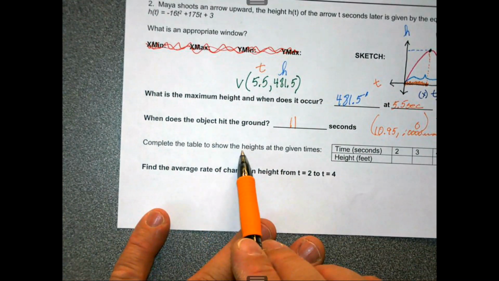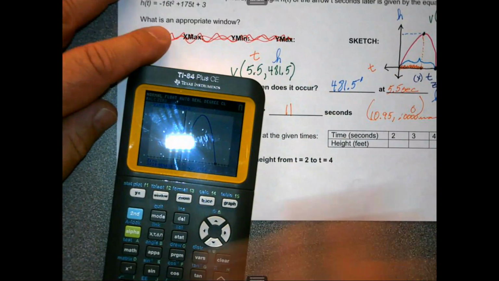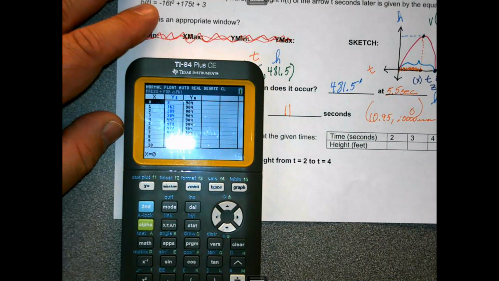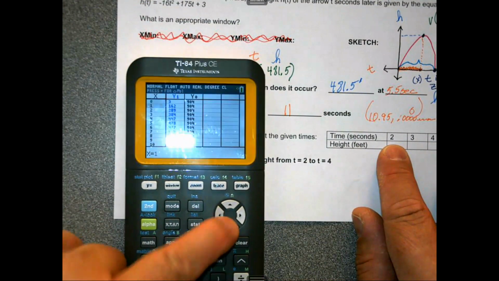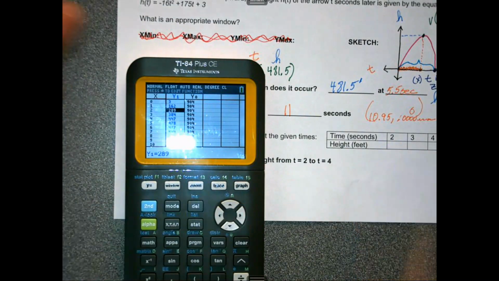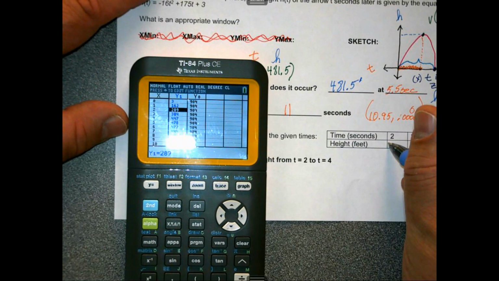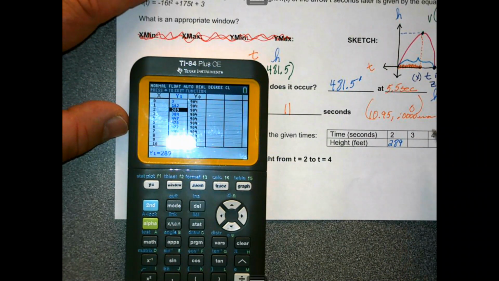Complete the table to show the heights. This is the easy part, right? Because I just go to my table, second graph, my table. I look for when my x values are 2. I plug in what the y value is. So at 2 seconds, my arrow is at 289 feet. At 3 seconds, it's at 384 feet. And at 4 seconds, it's 487 feet.